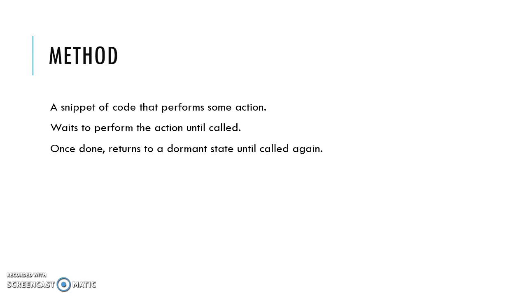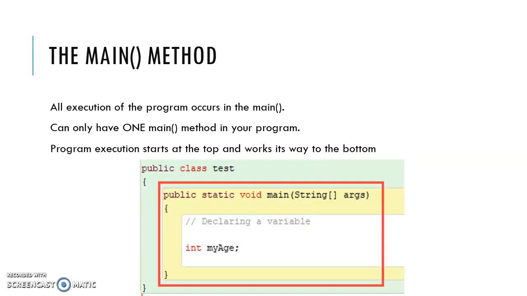If you've ever done any programming in, say, Python, they call methods functions. C++ also uses functions. So these two terms are interchangeable as concepts, but we refer to them in this course as methods. The main method is a method like we just talked about, but it's a special method. The main method runs the program, and all execution of the program happens from within the main. And remember, like I said in a previous video, there can only be one main method within a program.